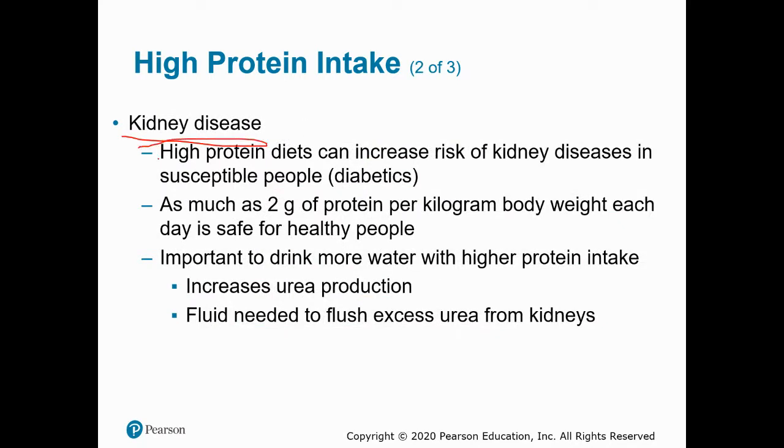Kidney disease. I did say earlier that too much protein can increase risk of kidney disease and also liver disease, especially in people who might already have other conditions that are affecting the kidney or the liver. So again, as much as 2 grams of protein per kilogram body weight per day is suggested to be safe for healthy people, anybody who doesn't already have underlying kidney or liver issues. It is important to drink enough water as we increase our protein intake to help with flushing that urea from the kidneys, right? Otherwise, it could lead to kidney stones.